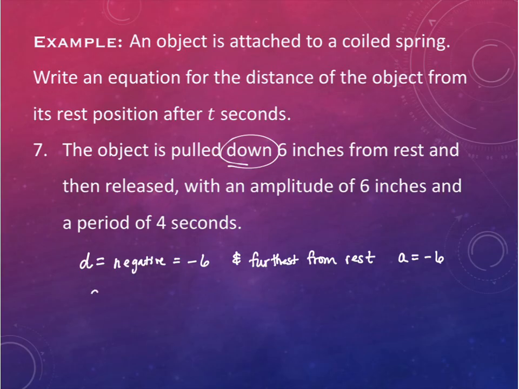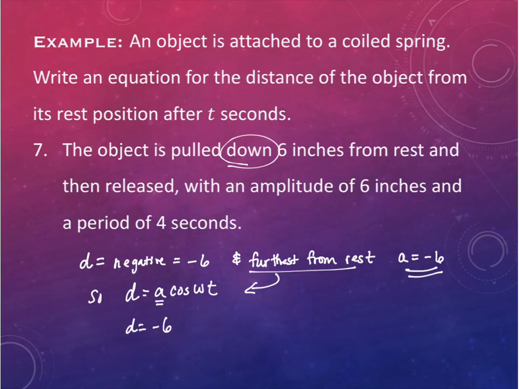So we have D equals a cosine omega t because it's furthest from rest, right? It's not at rest in particular. And the A is -6. So far we have our A value. We can fill that in. So D equals -6. That's not a good equal sign. Let's try again. -6 cosine omega t.